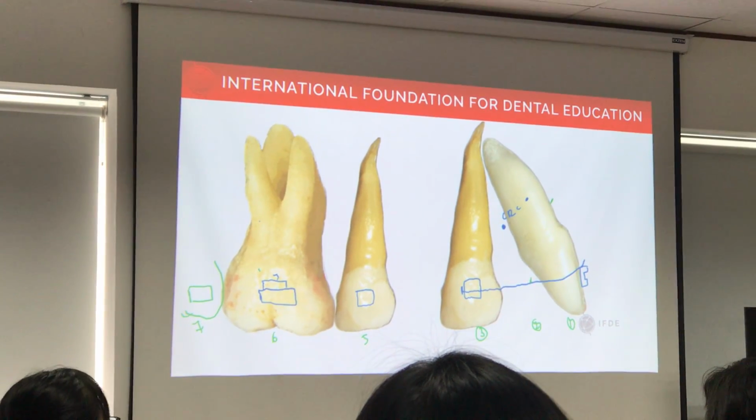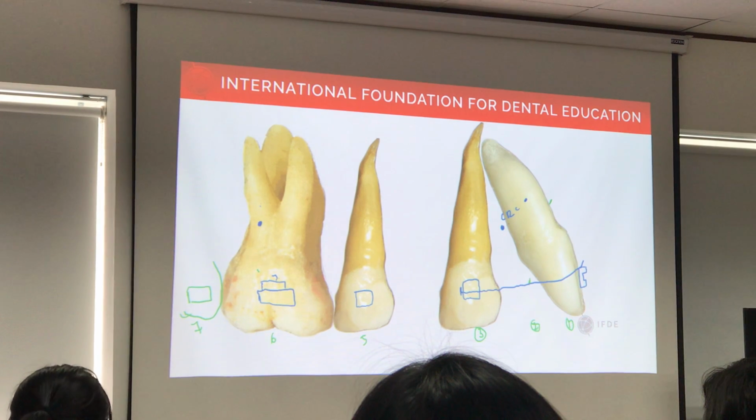And on this side it's about here, I think. It's most likely distal, but not a big deal.